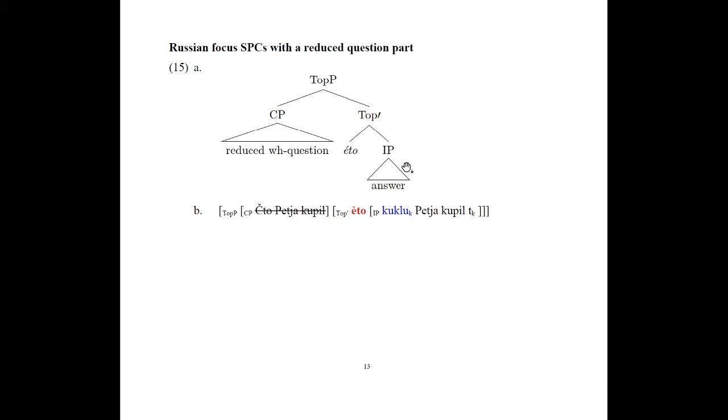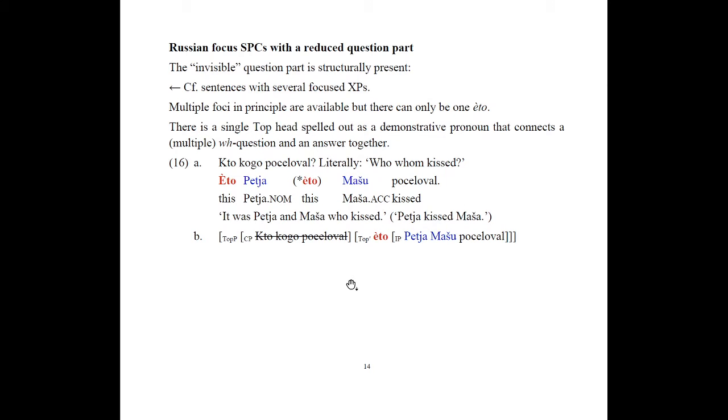And we have the answer IP in the complement position, and the two are linked together with this relator, with this top head, which manifests itself as a proximal demonstrative eta. And you can see here that the whole question clause again is not pronounced. How can we demonstrate that that invisible question part is in fact structurally present? So we propose to consider sentences with several focused XPs, and even though multiple foci in principle are available in Russian, there can always only be one eta, one demonstrative.